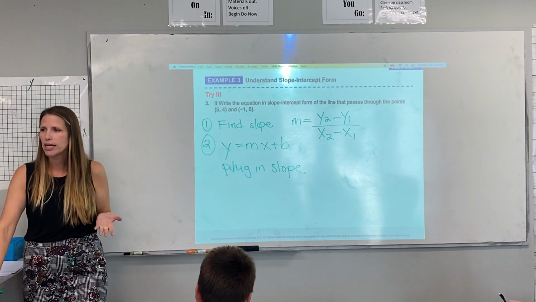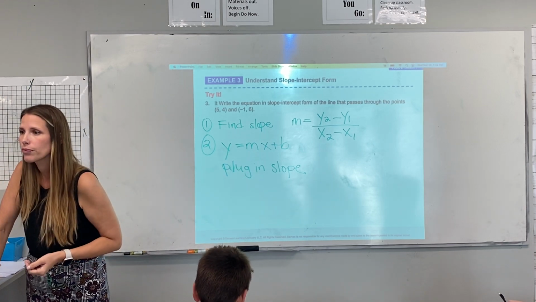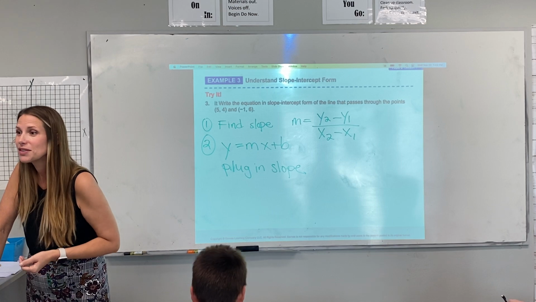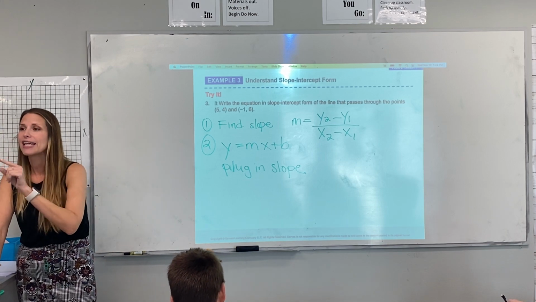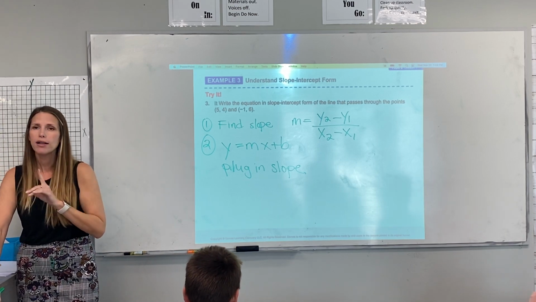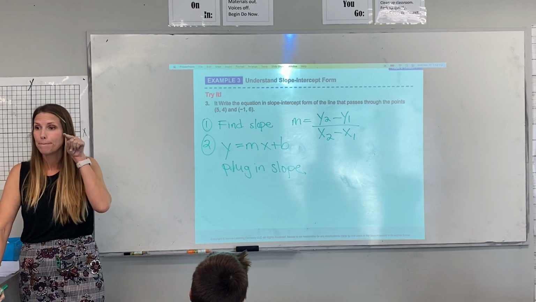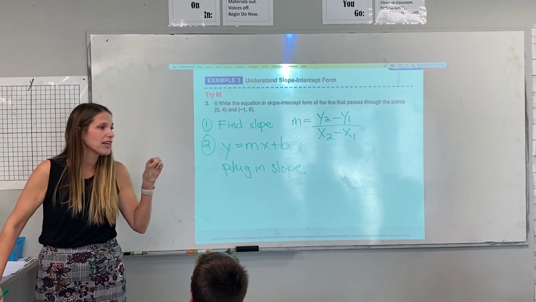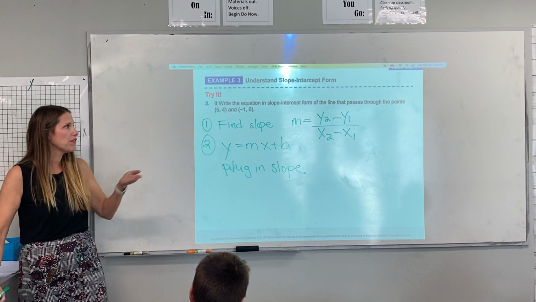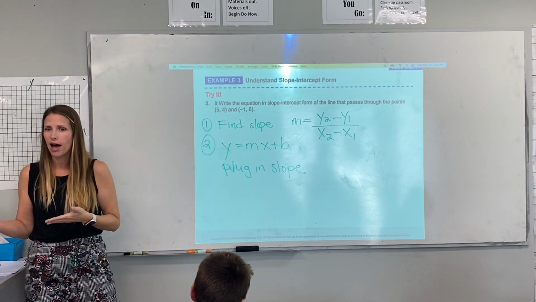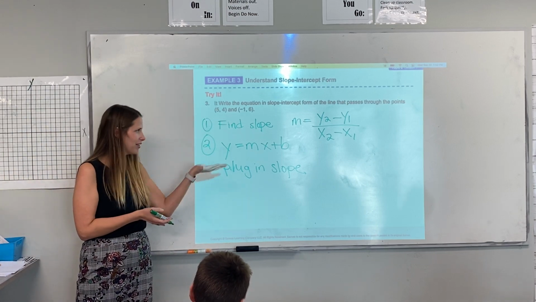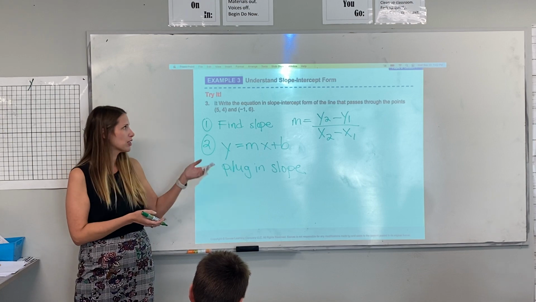What does x and y represent in this equation? It represents what? Any point on that line. So if it gives you 2 points on that line, can you use one of them and fill them in? Sure, you could use either one.